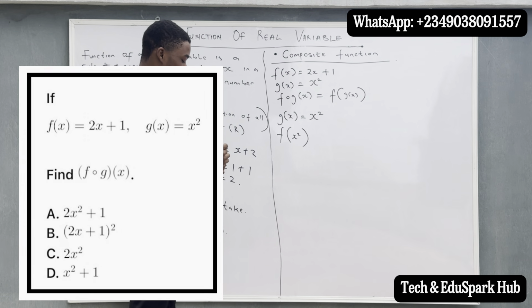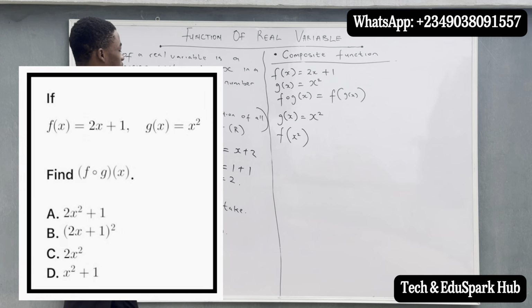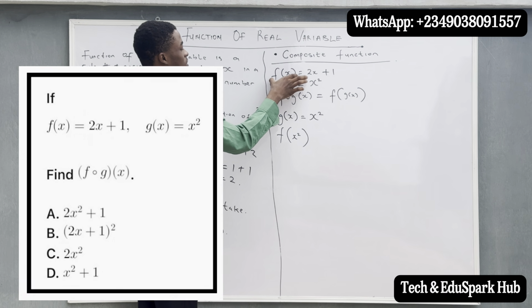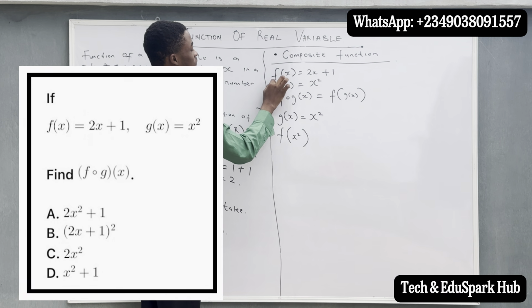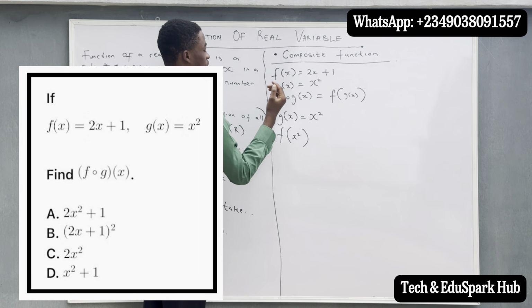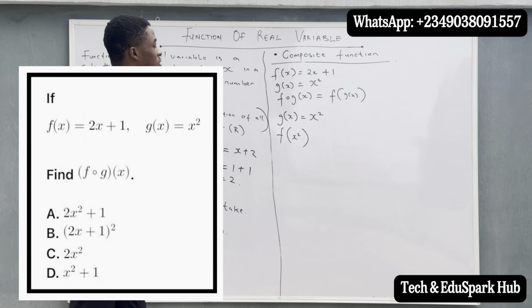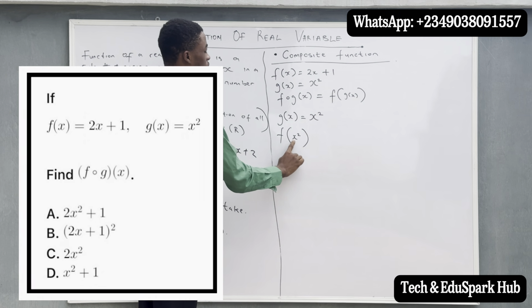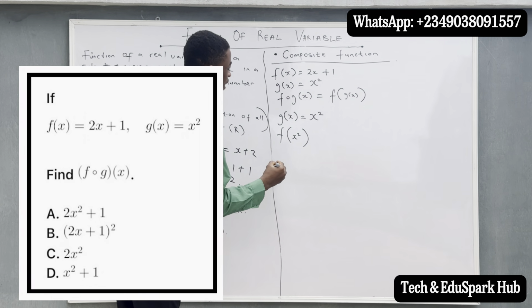Now that we have f of x squared, remember going back to what the question says about f of x: f of x is equal to 2x plus 1. So what are we going to do to get f of x squared? Whenever you see x, you are going to substitute it for x squared.